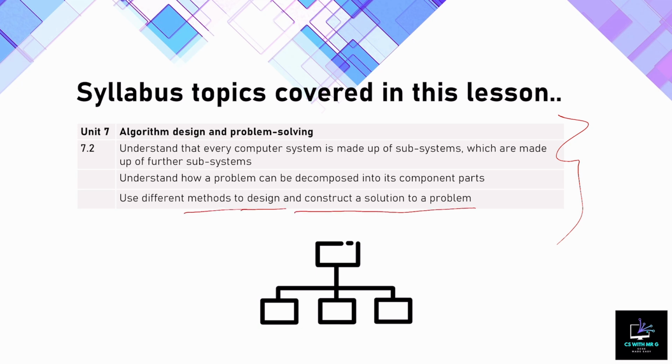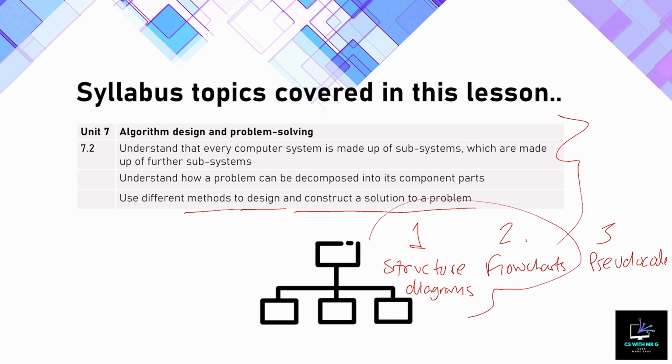So as we've mentioned, the three things that we need to be able to read and create are structure diagrams, flowcharts, and finally pseudocode, which is today's lesson. So if you need to go back and watch the video on structure diagrams and flowcharts, that was in lesson 2, where I explained how these are created and the basics behind them.